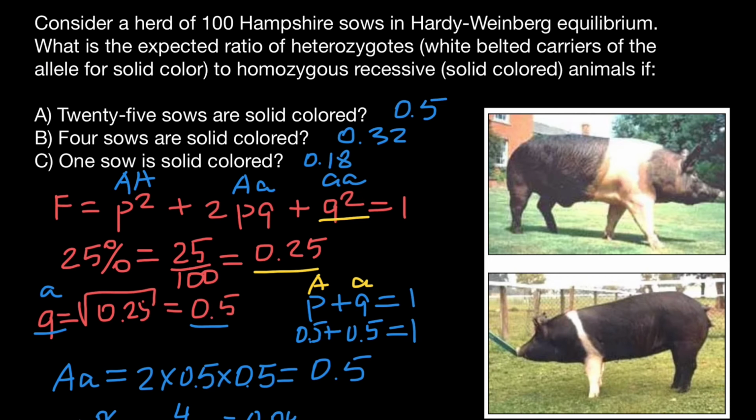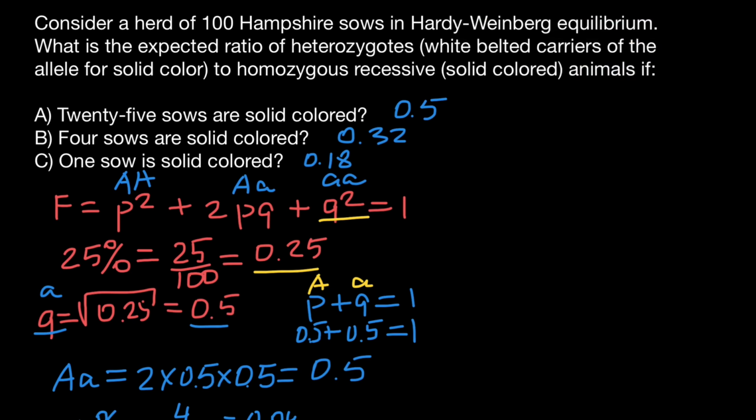But this is not the end of our calculations. Let's take a look again at our question. What is the expected ratio of the heterozygotes to homozygous recessive animals? So now let's find the ratio. For example, we got an answer here that 50% of the animals are going to be heterozygous and 25 out of 100 are going to be solid colored. So our ratio is 0.5 to 0.25. Do you remember? We found it here. In other words, 50% of the animals are heterozygous and 25% are homozygous recessive. Also, we can say that the ratio is 2 to 1 because this number is twice as big as this number.